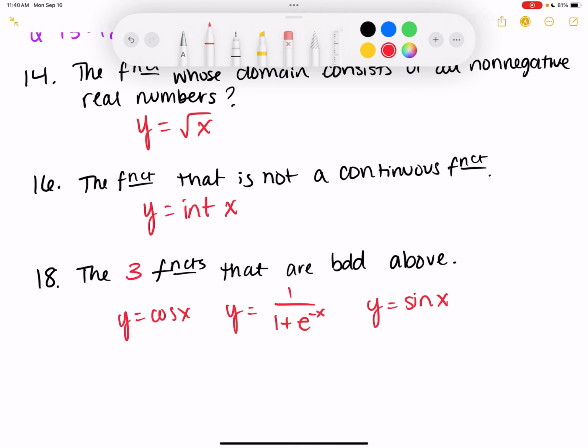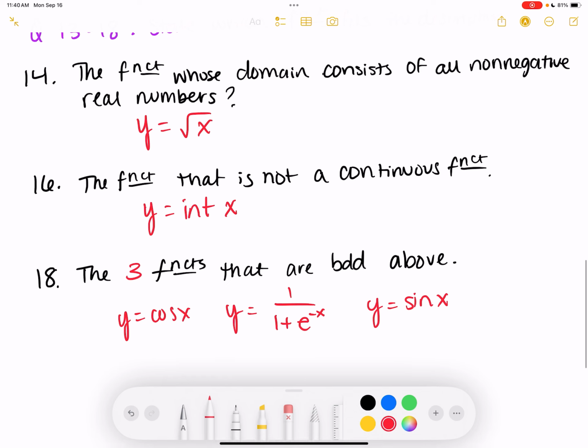Now, notice that on number 17, when you go to do that question for homework, it says the 6 functions that are bounded below. There may or may not actually be 6 that are bounded below of the base functions. That's based off the pictures that they gave you. So if you think you found them all and you only get like 4 or 5, just know that that is possible.